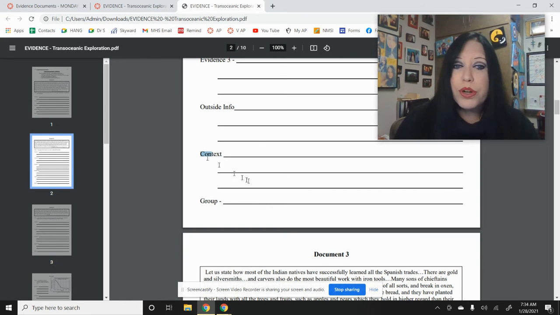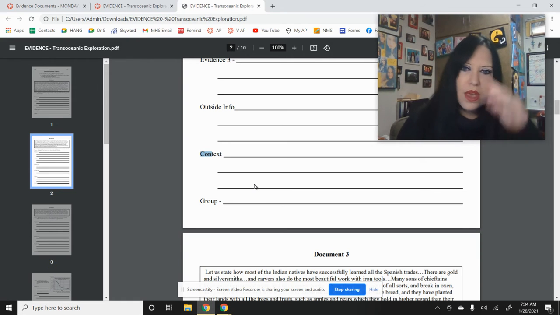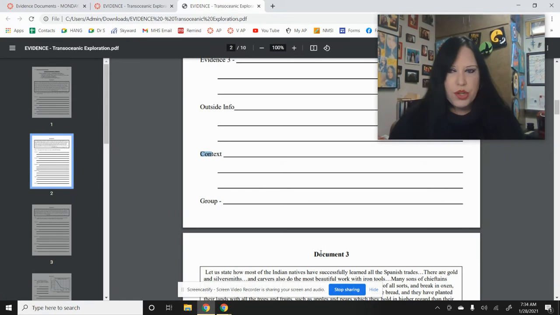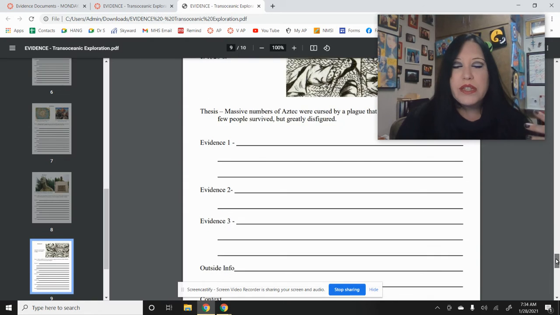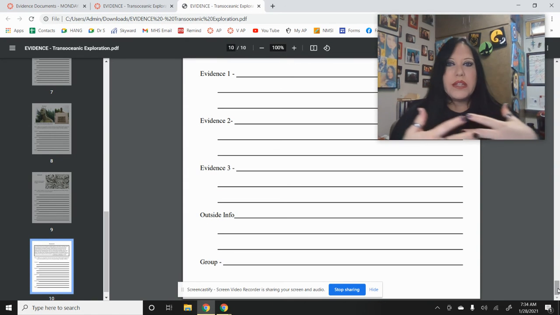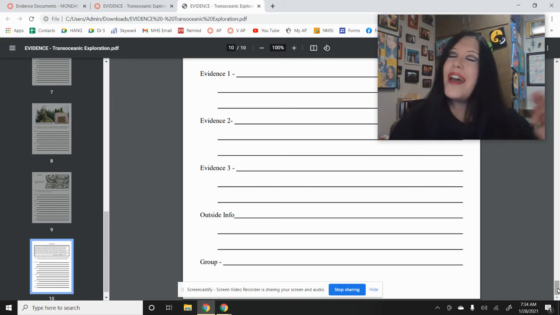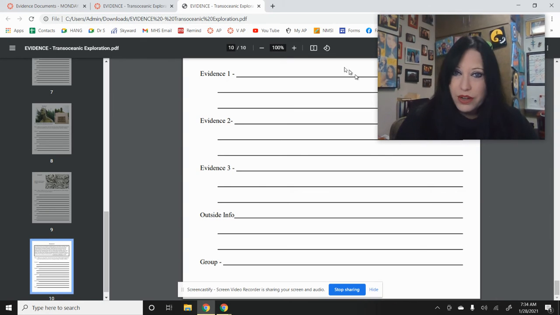If you have context, remember, context is what else is going on at the time. If somebody read this document and they didn't know the history, what backstory, what background information do they need to know to put the document in context? That's it. That's all you're doing. This should be an easy grade, an easy 100. I do this on purpose the first time I have you write a DBQ so that it offsets in case you struggle with the actual DBQ, which is tomorrow.